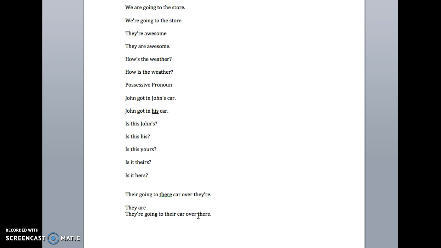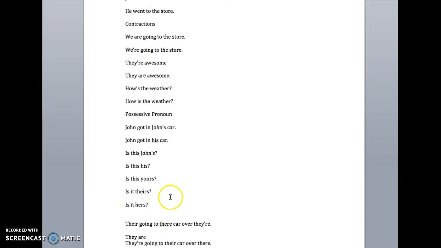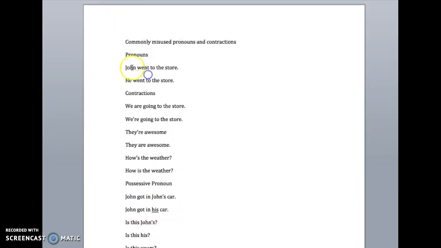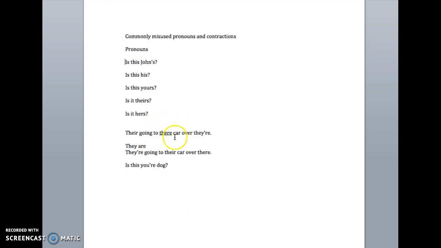Okay. Another one. Is this your dog? What we're actually saying here is, this your dog, right? Because your is a contraction for you are. So instead we want the possessive. Your dog. So the big question we have to ask ourselves is it possessive or is it a contraction?